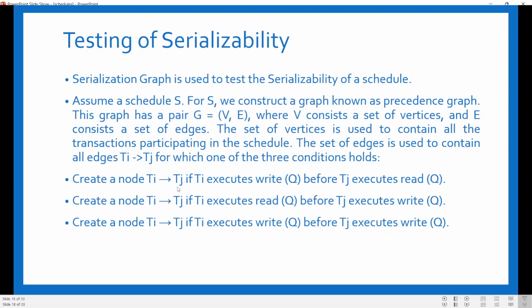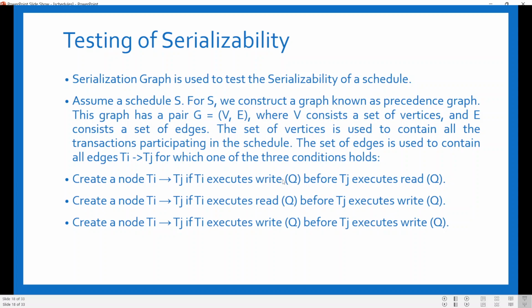only if Ti executes write before Tj executes read. This is one condition. Second, we join Ti to Tj if Ti executes read before Tj executes write on the same data. Or, if Ti executes write before Tj executes write. So we form an edge from Ti to Tj only if Ti executes a write before Tj executes a read on the same data, or Ti executes a read before Tj executes a write.